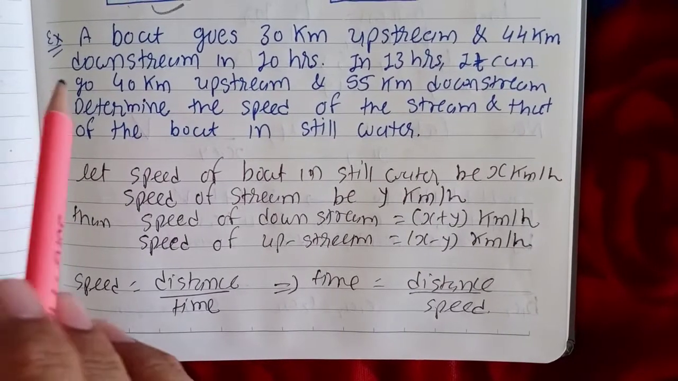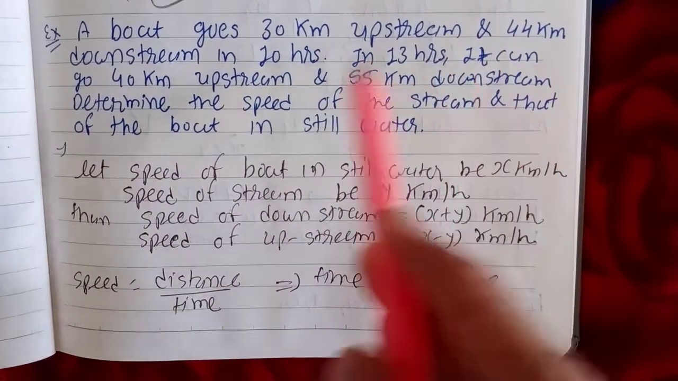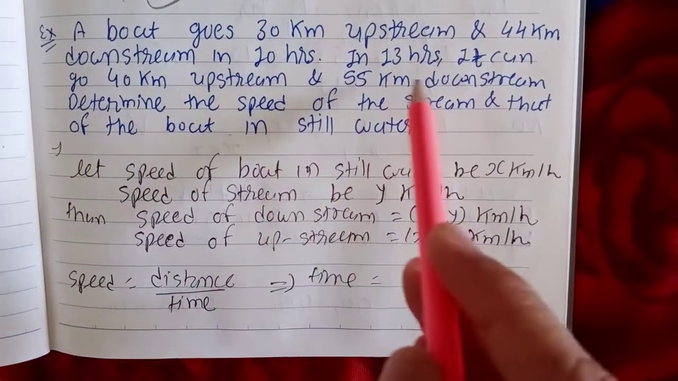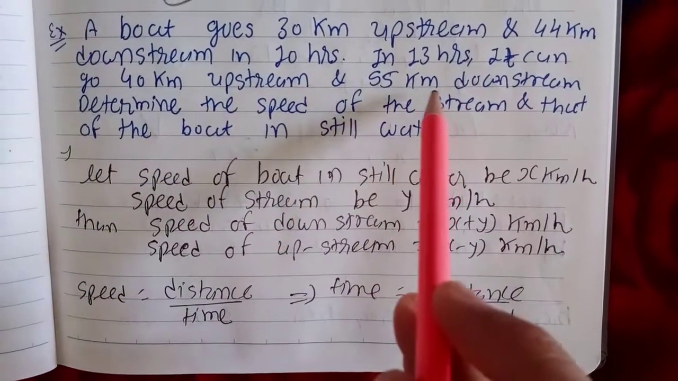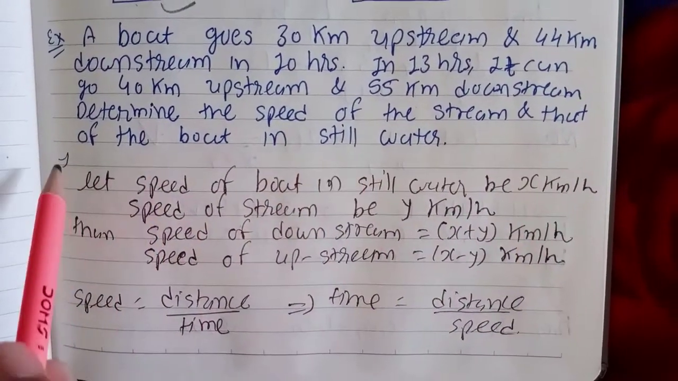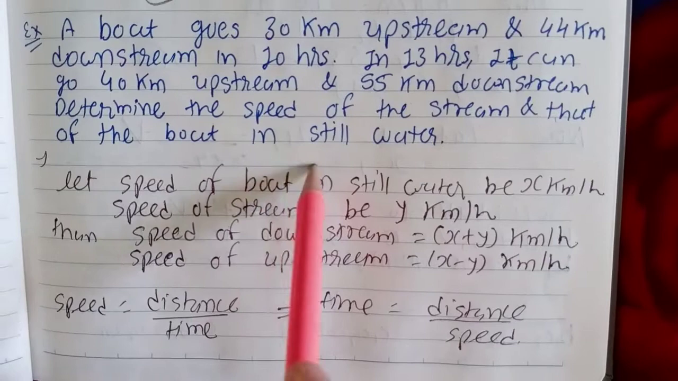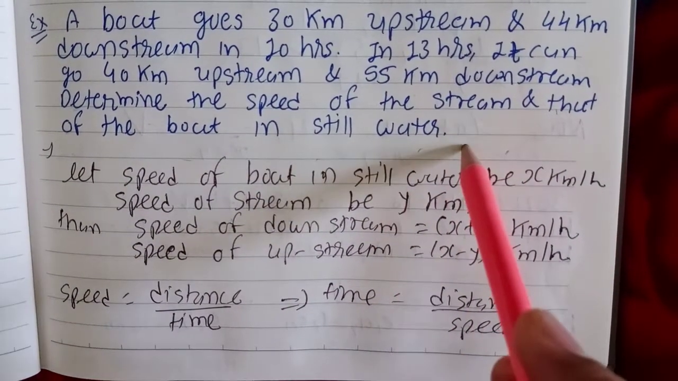So next example: a boat goes 30 km upstream and 44 km downstream in 10 hours. In 13 hours, it can go 40 km upstream and 55 km downstream. Determine the speed of the stream and that of the boat in still water. This is a most important example.